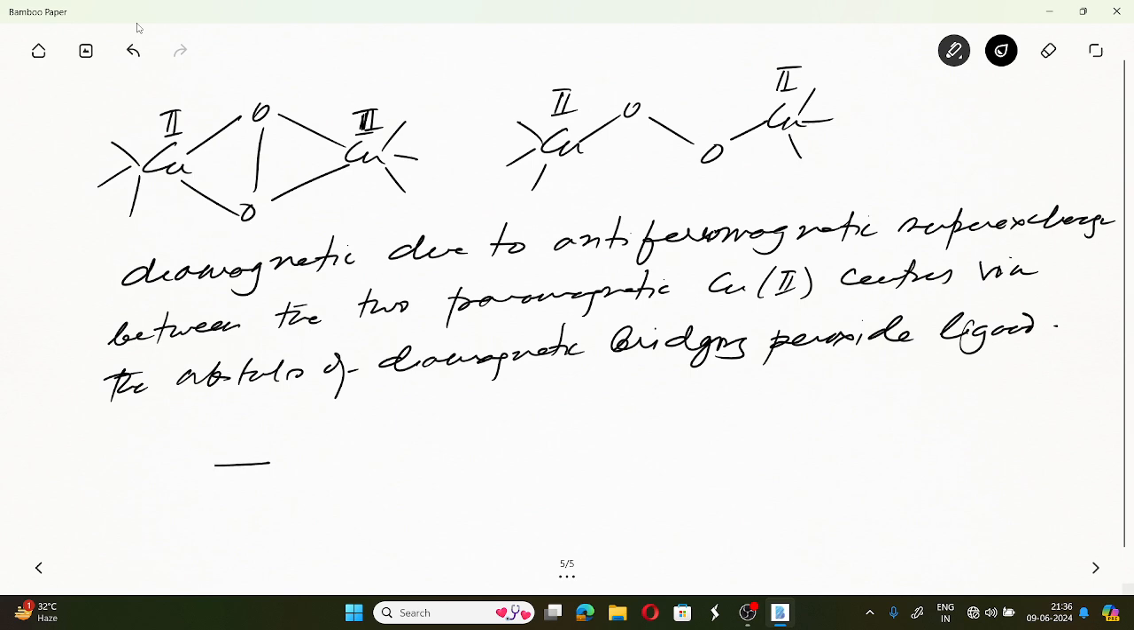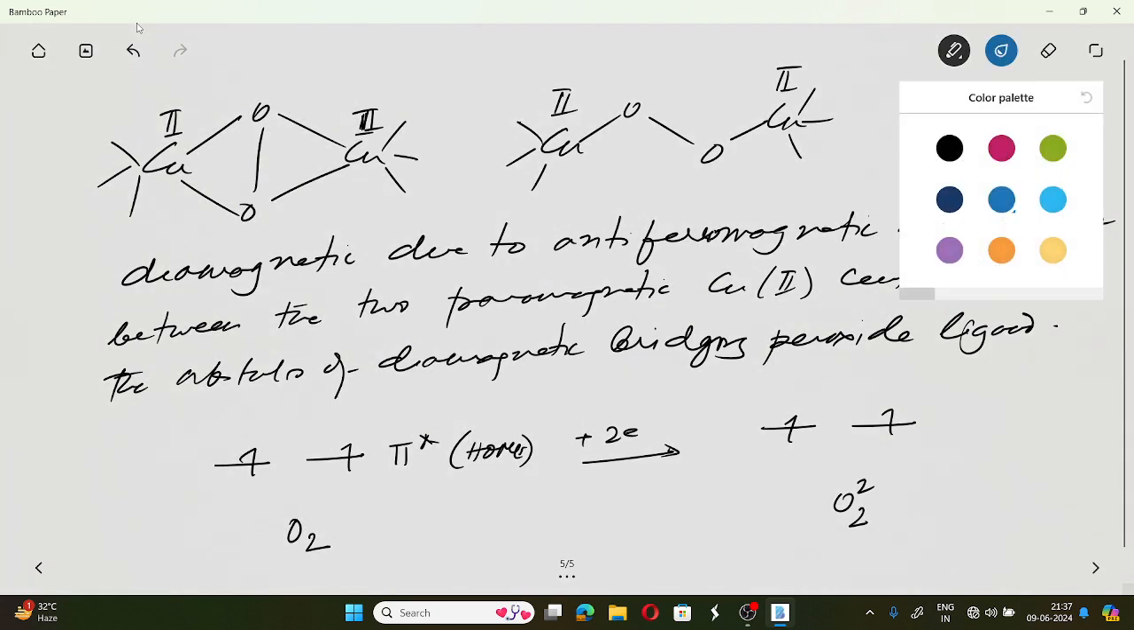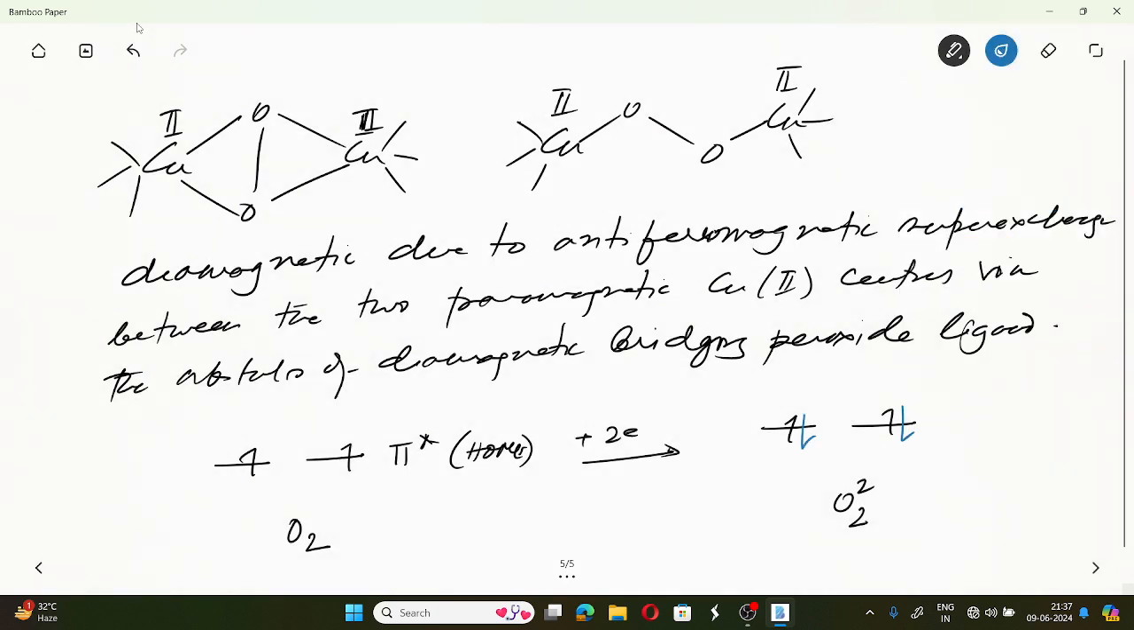If you look at oxygen, if you just remember, the pi star was the HOMO of oxygen. Now, upon acceptance of two electrons, it will be converted to what? This will be converted to O2 2 minus, and it will be diamagnetic because the two-electron paramagnetism of oxygen is lost. Clear? So this is regarding the hemocyanin at your BSc level.